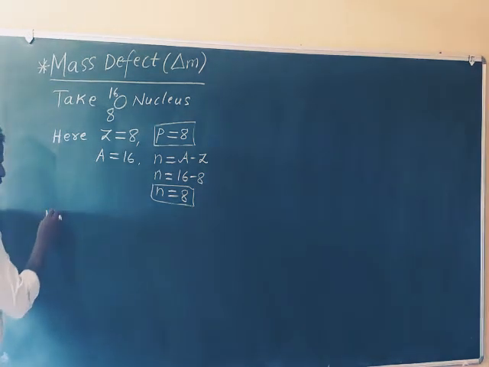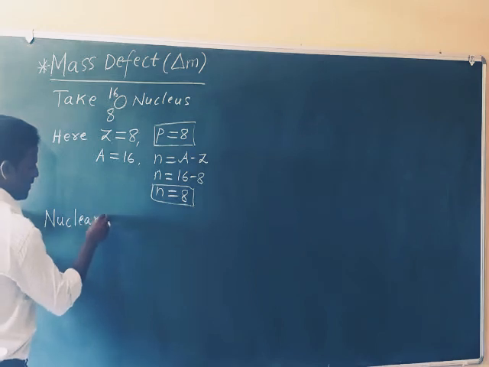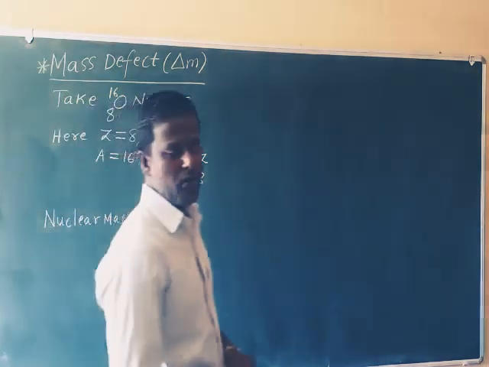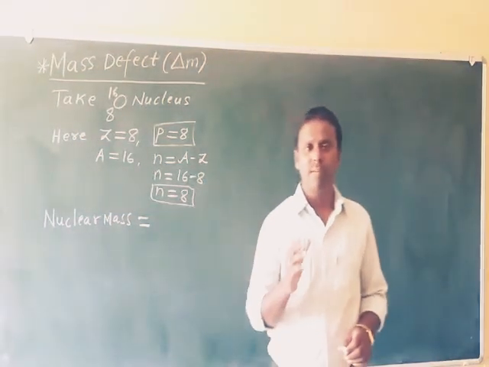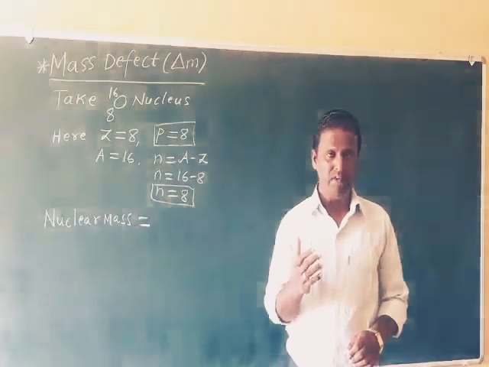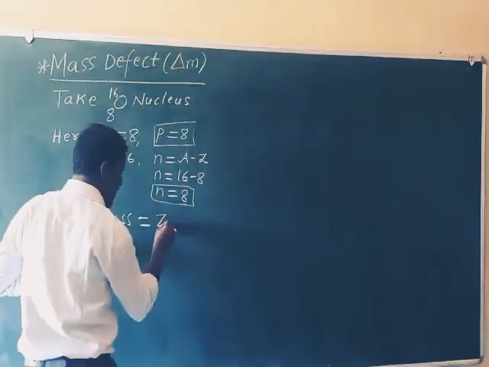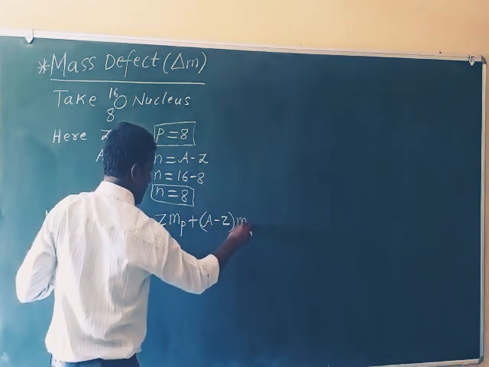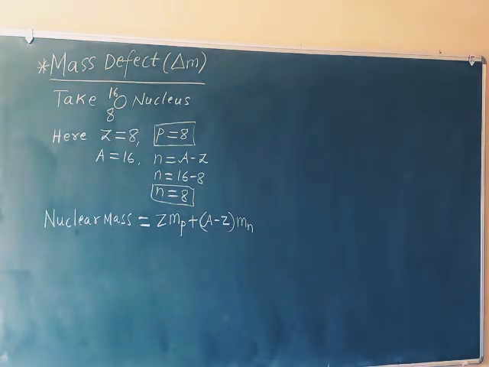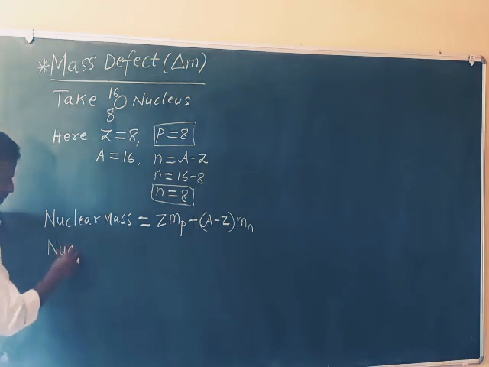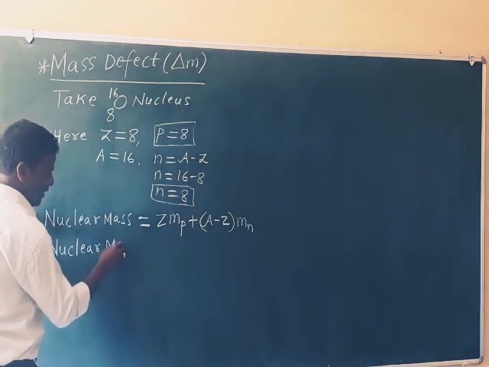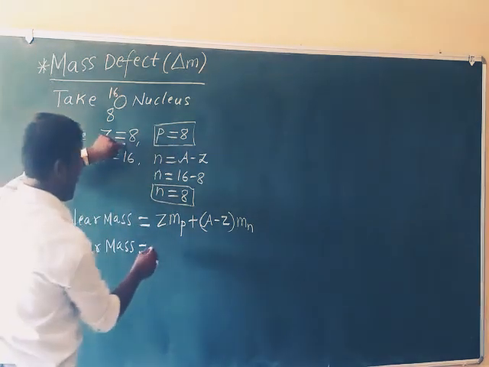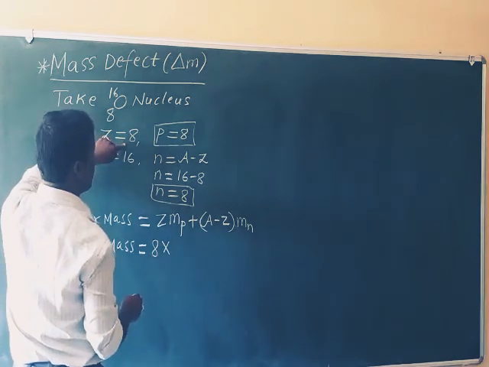So you see how to find nuclear mass? What is the formula for nuclear mass? Nuclear mass is the sum of mass of all the protons plus mass of all the neutrons. That is, Z m_p plus (A minus Z) m_n, right? So here nuclear mass equals Z m_p. What is the value of Z? Atomic number 8, into mass of proton.